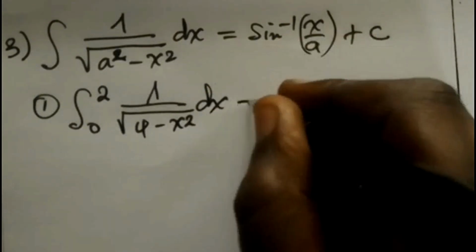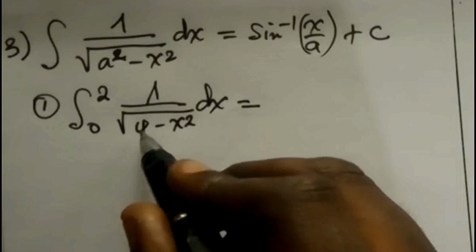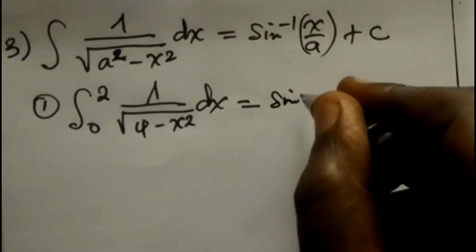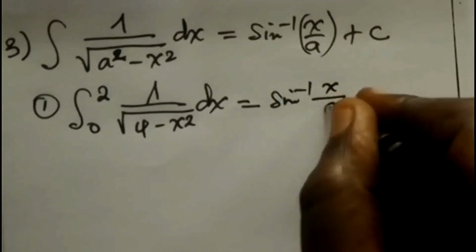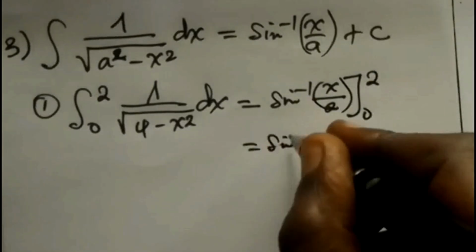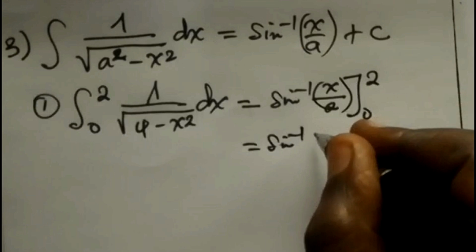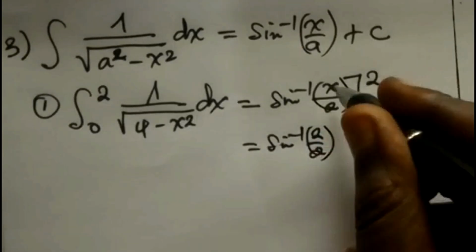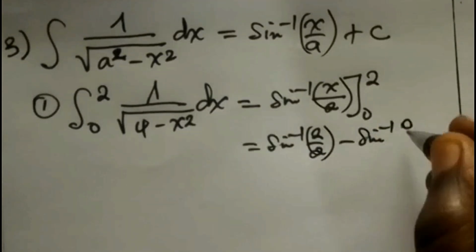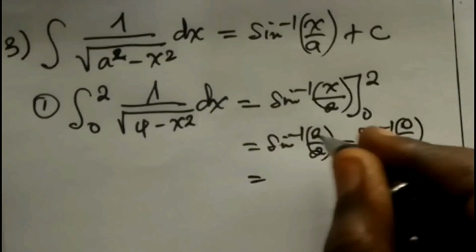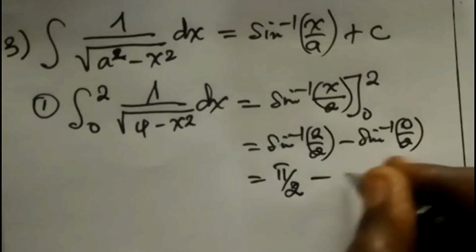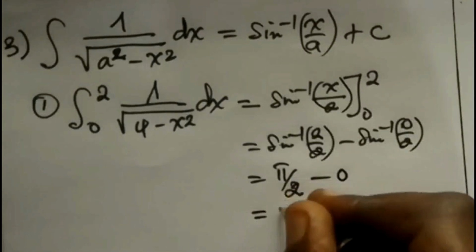And this directly, my a is 2 because a squared is 4, so a is 2. So I write sine inverse of x all over 2 from 0 to 2, which gives sine inverse of 2 all over 2 as I substitute the upper limit, minus sine inverse of 0 over 2. This gives sine inverse of 1, which is 90 degrees, pi on 2 in radians, minus sine inverse of 0, which is 0. So the answer is pi on 2.